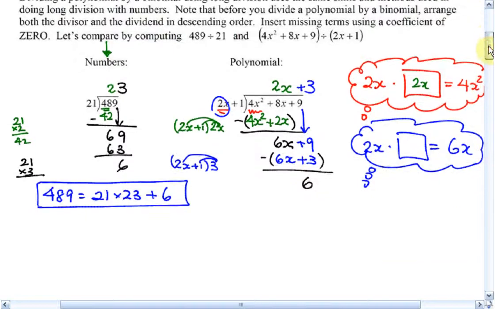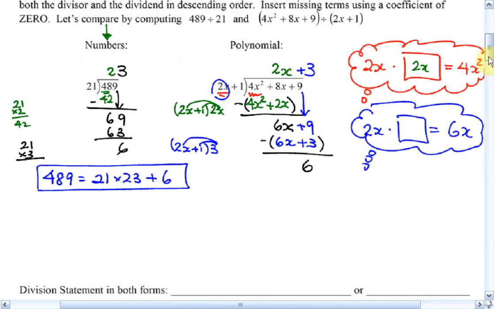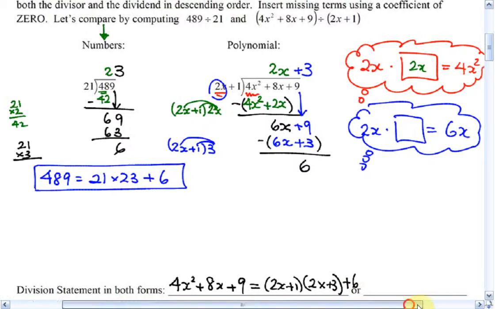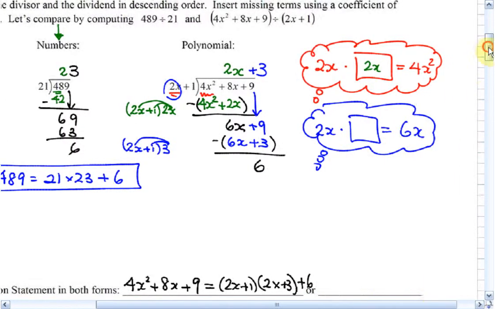And if I asked you to write the division statement, I would ask you to write down the following. So I'll say 4x squared plus 8x plus 9, that's your dividend, equals your divisor, which was 2x plus 1, times your quotient, which is 2x plus 3, plus 6. Okay, so there's your division statement. I'll give you a chance to copy that down first of all.